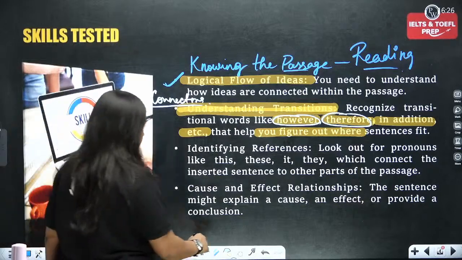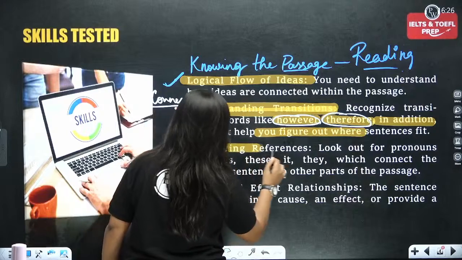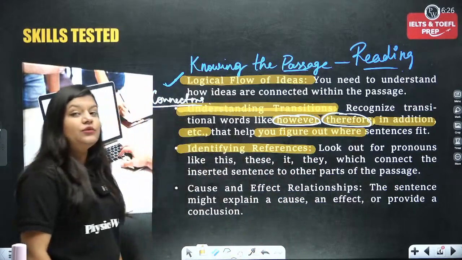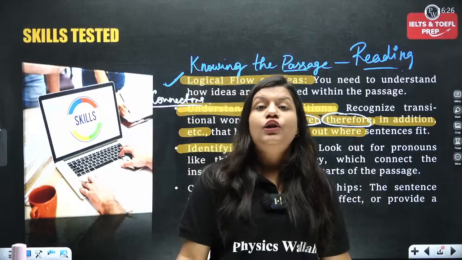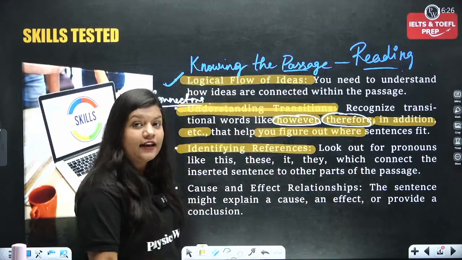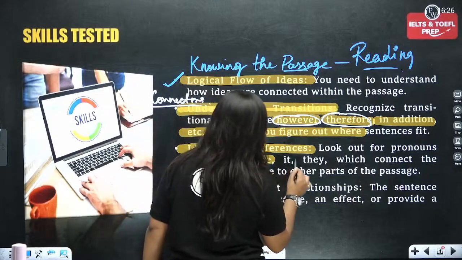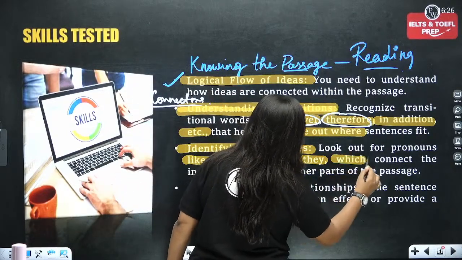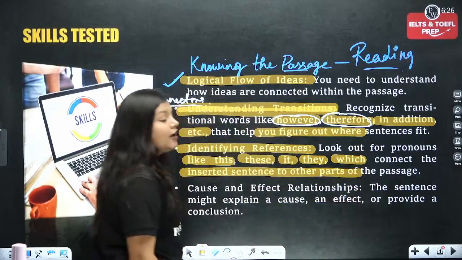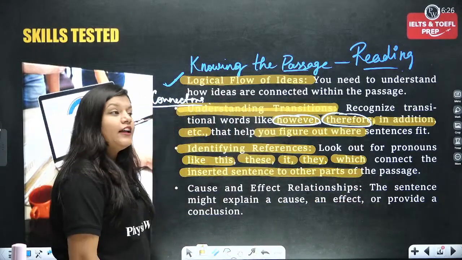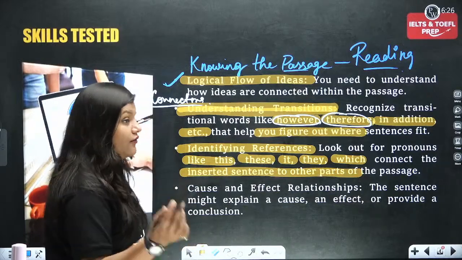Now, next one is identifying references. You need to identify the reference. You need to look for the clues, look for the hints that are there. So look out for pronouns like this, these, it, they, which connect the inserted sentence to other parts of the passage. You need to be very careful of looking at the pronouns if there are any.